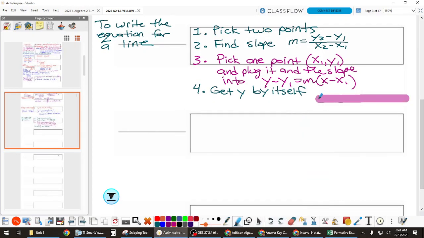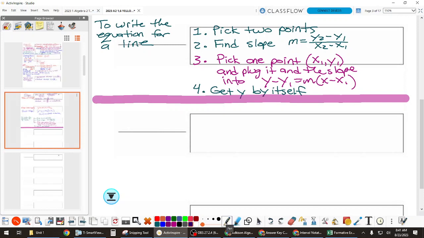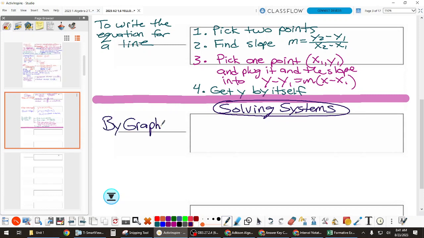So I'm gonna kind of make a section break here because we are switching back to systems. Solving systems. First one is by graphing.